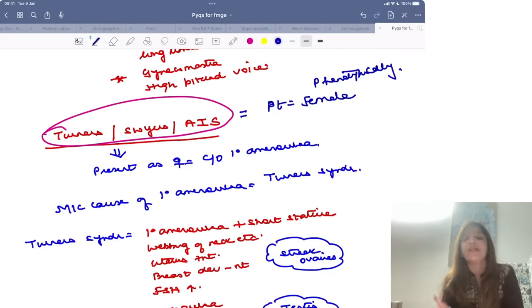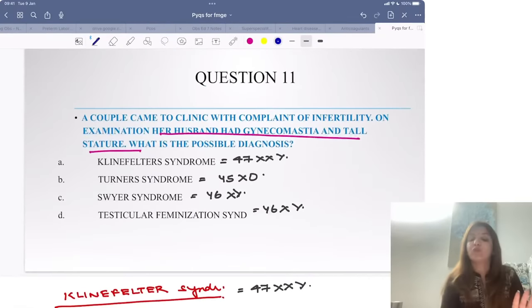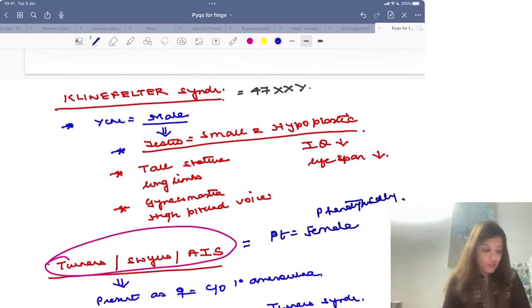And androgen insensitivity syndrome ki patient is a female patient. So if you know this much, you know that the answer is going to be Klinefelter syndrome. Because yahan pe question keh raha hai ki the patient's husband was tall and had gynecomastia. Right? So this is what you get in Klinefelter syndrome.